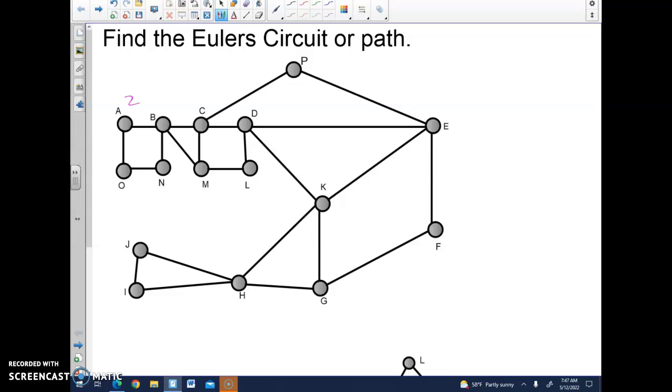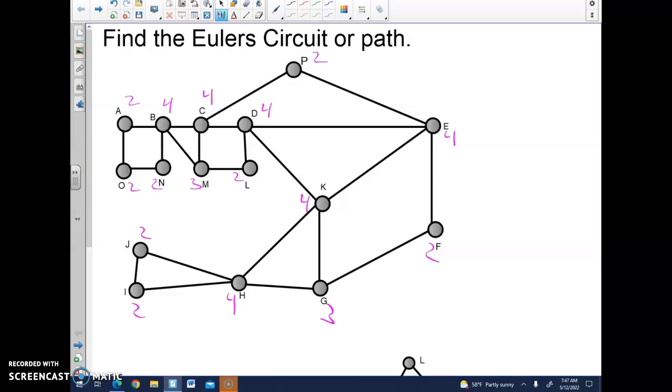Counting each vertex: 2, 1, 2, 3, 4. Already have that one. 4.